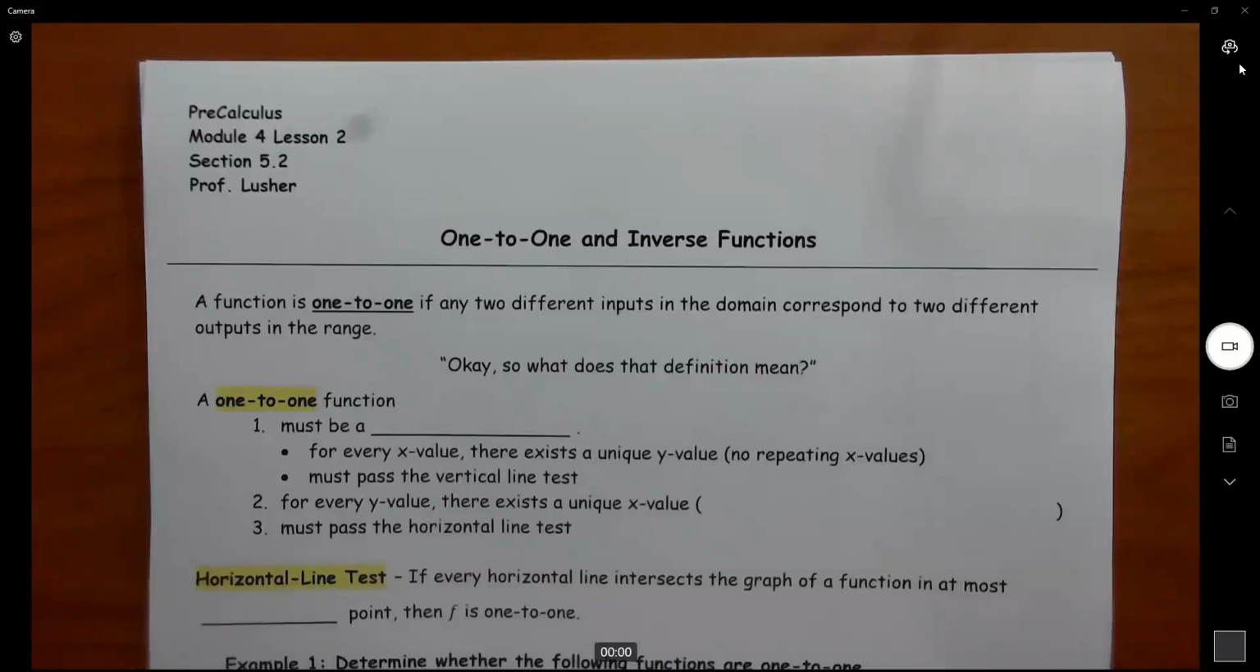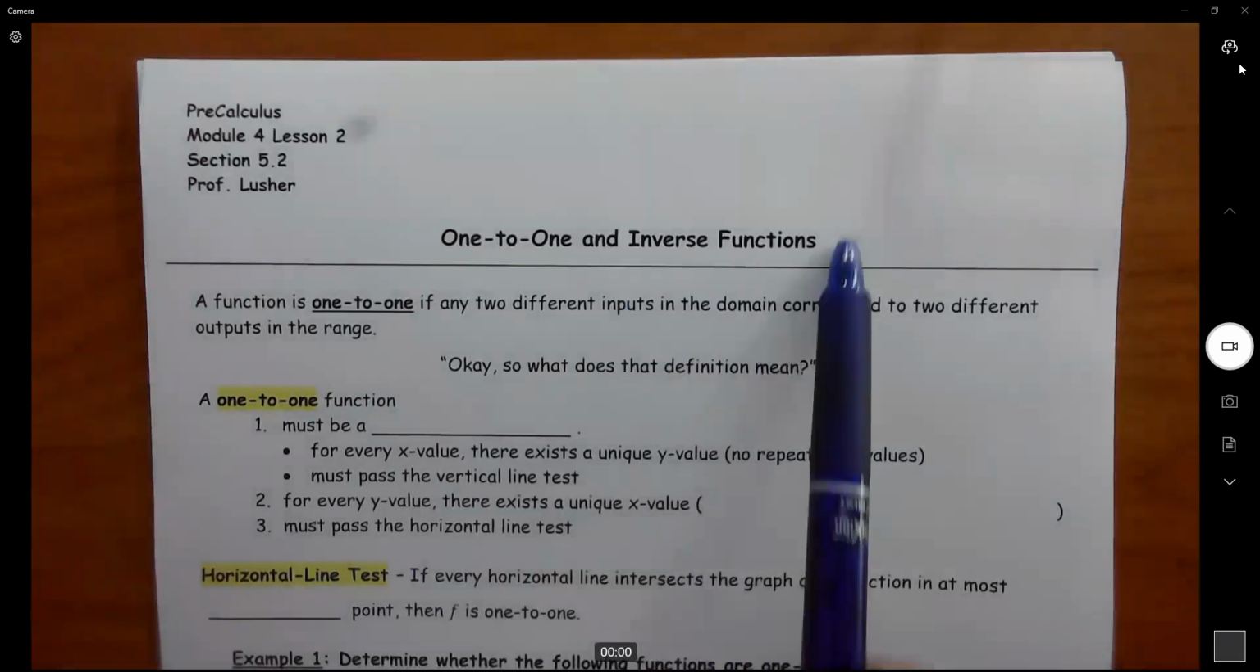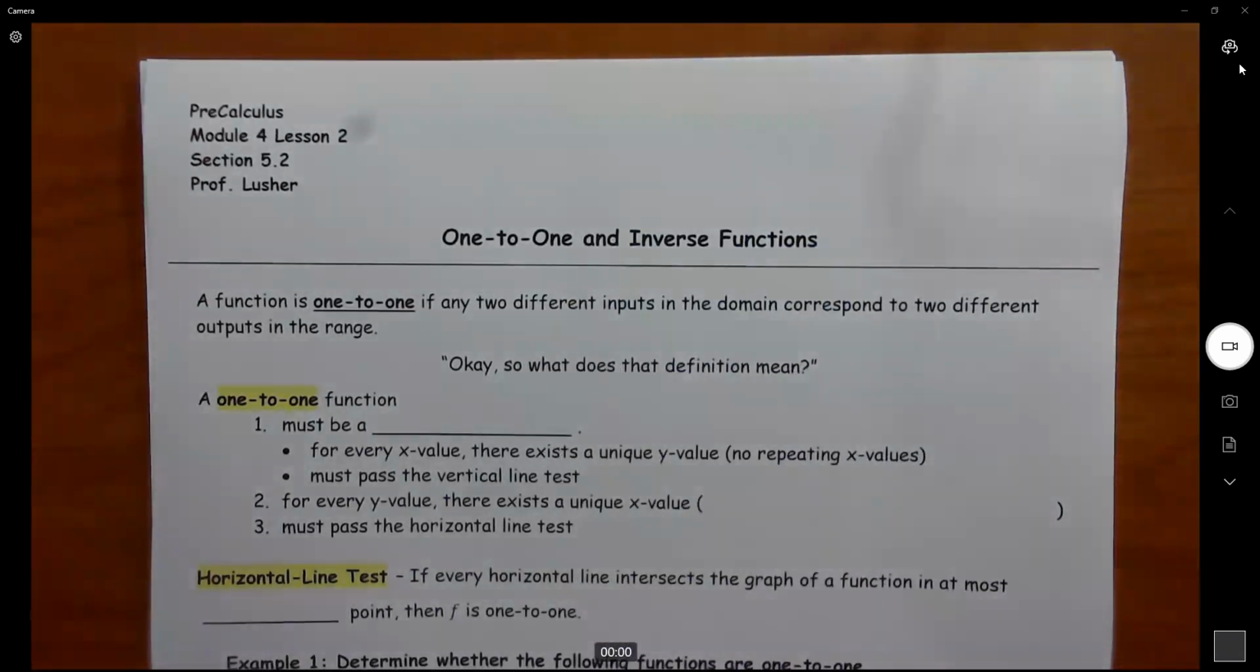All right, this is Module 4, Lesson 2, which is over one-to-one and inverse functions. In the last lesson, we barely touched on inverse functions, and so we're going to get more into that on this lesson. So a function is one-to-one if any two different inputs in the domain correspond to two different outputs in the range. So that's your definition of one-to-one.